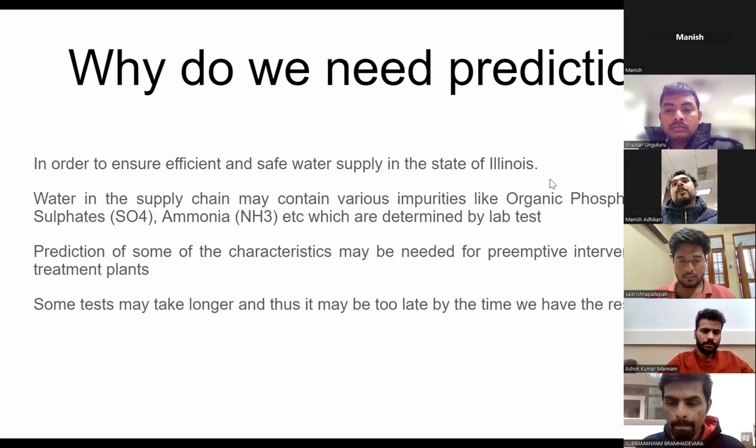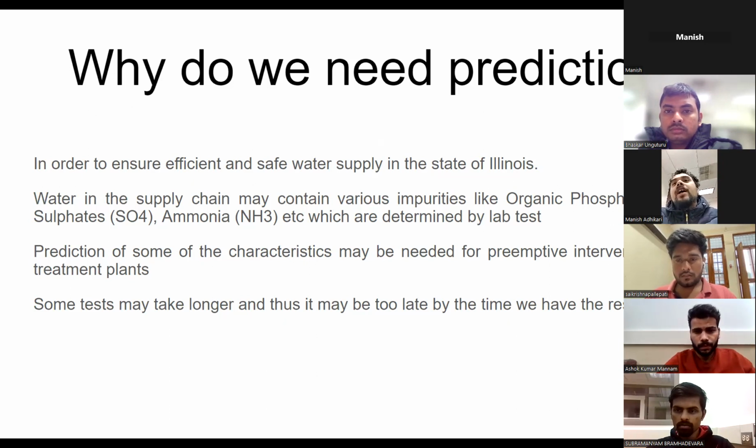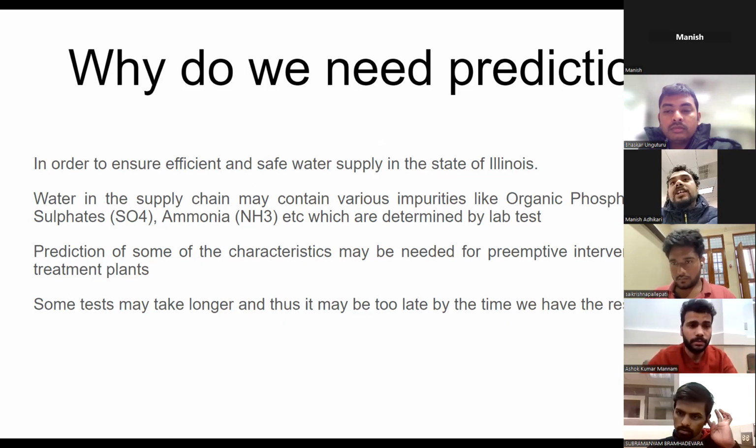And it is also for more efficient water supply, because if it is too late, we may have to, for example, interrupt the water supply, so it decreases the efficiency. So in order to ensure more efficient water supply, we need to do this prediction, because the supply chain may contain many other chemical compounds like organic phosphorus, sulfates, ammonia, which are determined by lab tests. And sometimes we need preemptive intervention, like I already told you, because there may be delay in the tests. Next slide, please.